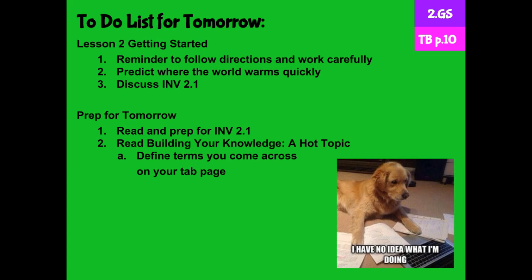So our to-do list today, things we got to get done and checked off: Lesson 2, getting started, 1, 2, and 3. And then prepping for tomorrow. If we get time, we're going to read investigation 2.1. And if we get time at the end of class, we're going to read Building Your Knowledge, A Hot Topic. And as you read A Hot Topic, we're going to define terms that you come across on your tab page. So it'll give you a chance to look at your vocabulary.